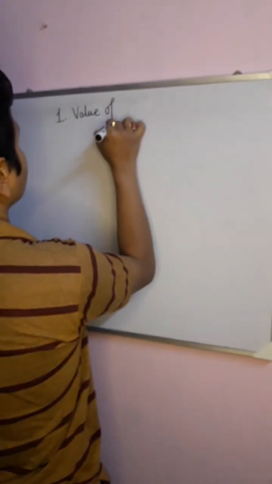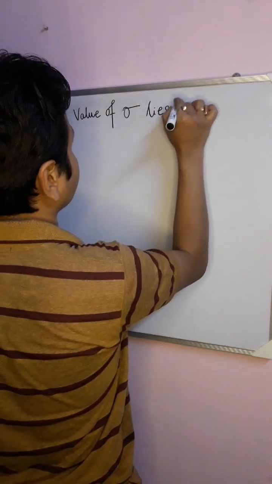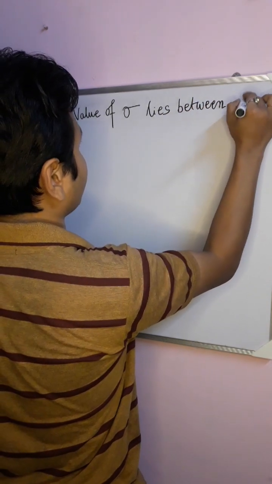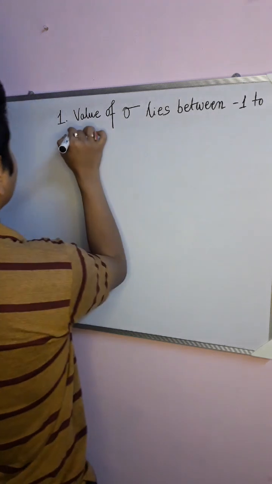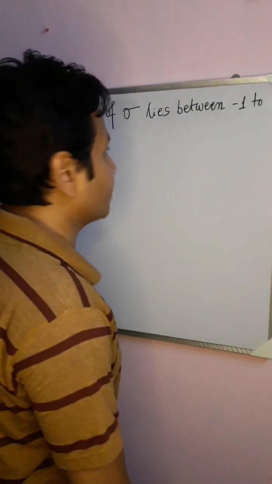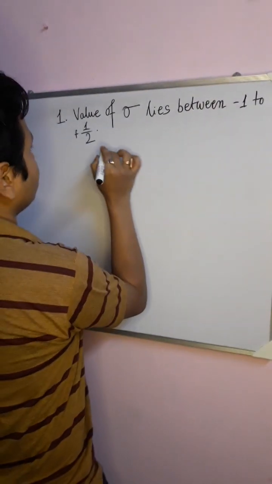We know that the value of Poisson's ratio, that is sigma, lies between -1 to +half. How can we verify it? The value of Poisson's ratio lies between -1 to +half. So how can we verify it?